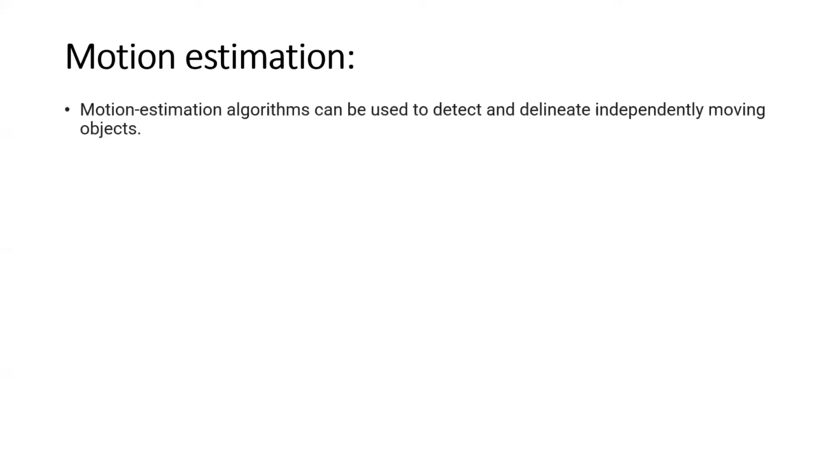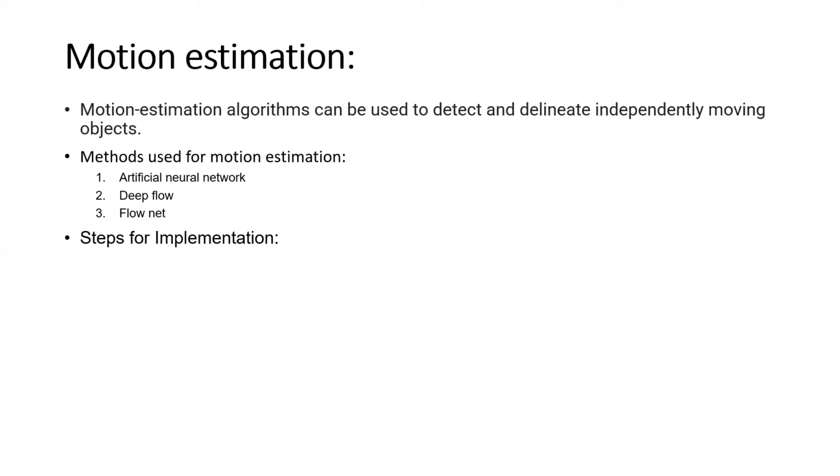So let's talk about the basic motion estimation techniques. The general definition in one word is to track the direction of motion of the objects in the frame, by finding the key points using different frames in the video sample for every interval of time t. So the common methods which we use in general for implementing motion estimation are the artificial neural network, deep flow, and the FlowNet. So let's have a look at the steps for implementing them.